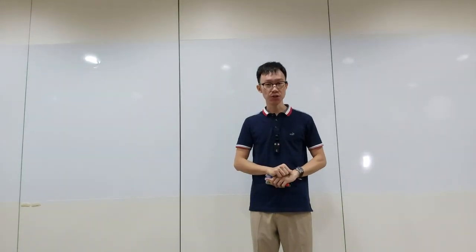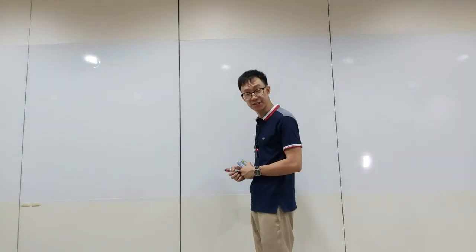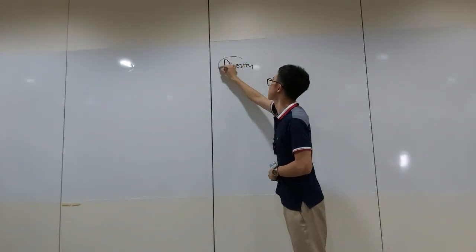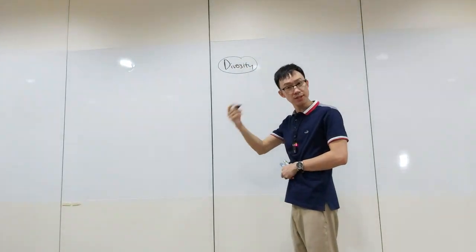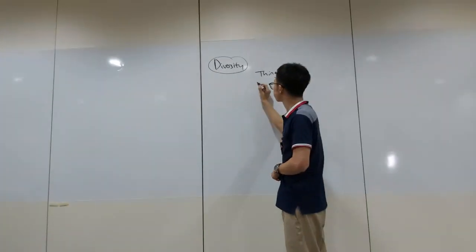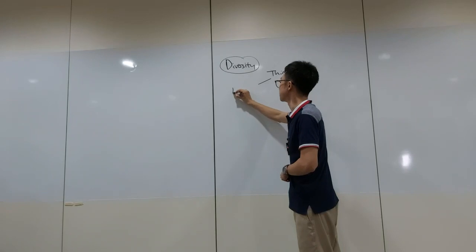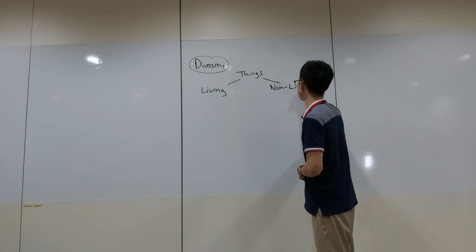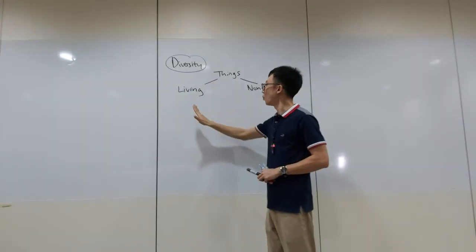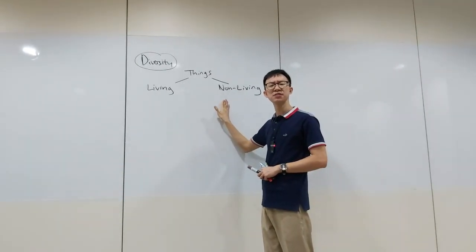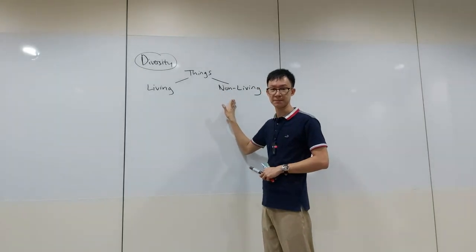Okay, so for today's video, I will be giving you a quick summary of the topic of diversity, and about how we classify things. We started off with all kinds of things, and we split them into living things and non-living things. Can you remember what are the differences between living and non-living things?